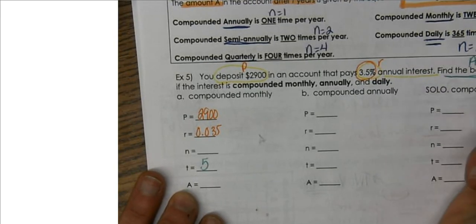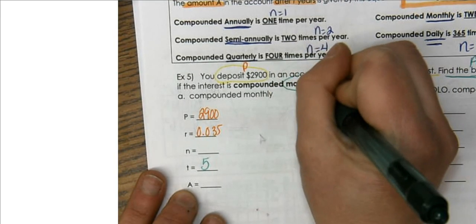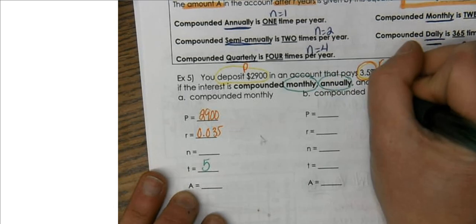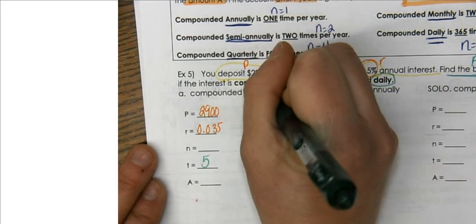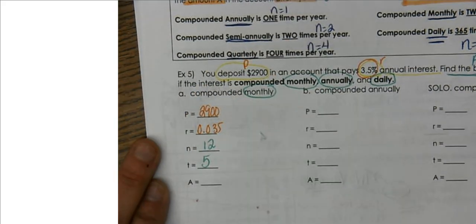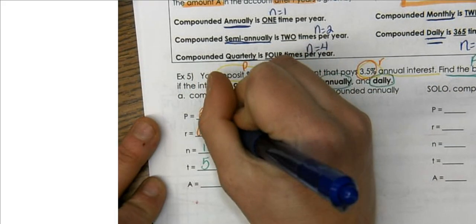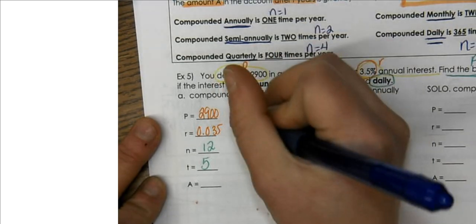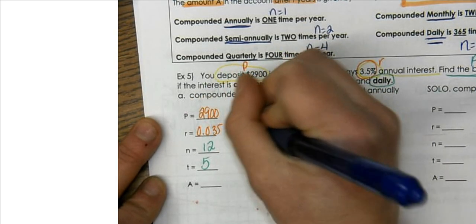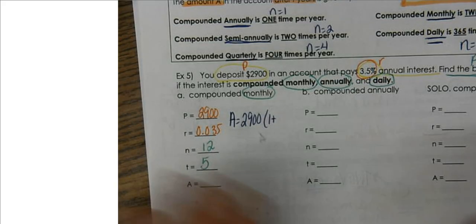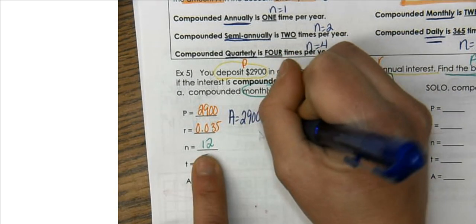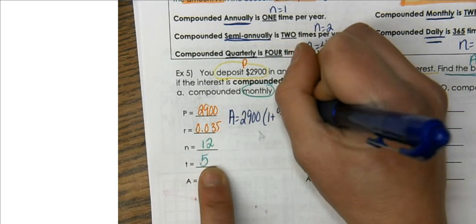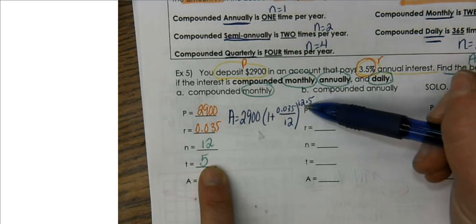If the interest is compounded monthly, annually, and daily. So letter A is asking us to compound interest monthly. So that means we're going to let n equal 12. So there's not a tremendous amount of work to show with this. It's just a matter of putting it into your calculator correctly. So I'm going to write that A is equal to 2,900 times 1 plus R, and R is 0.035 divided by N, which is 12, raised to the 12 times 5 power. So that is the NT power.